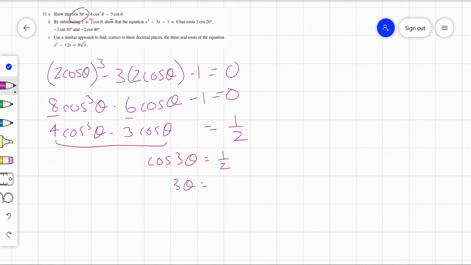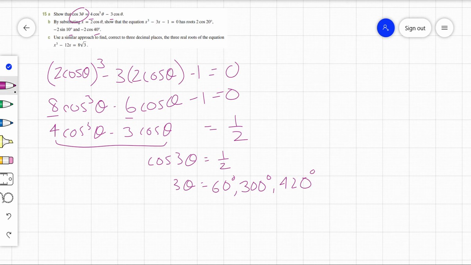Does it tell us? By substituting, show that the equation has roots. Alright, so we want these 3 roots. So where does cos equal a half? Cos equals a half at 60 degrees. It's in degrees here because we've got degrees for the answers. So we've got 60 degrees, 300 degrees, and the next one would be 420 degrees.